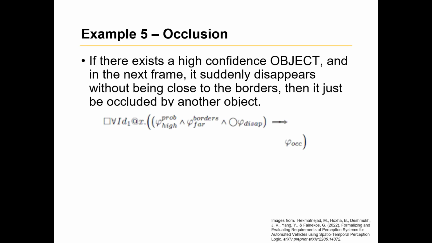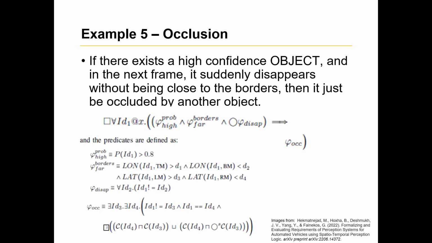The formal specification says the same thing. High probability of car being present, it's farther than the borders, so the car is not near the borders, and it disappears in the next frame. So it is occluded, implies occluded. And then you have these particular specifications that follow. I think you get the gist.